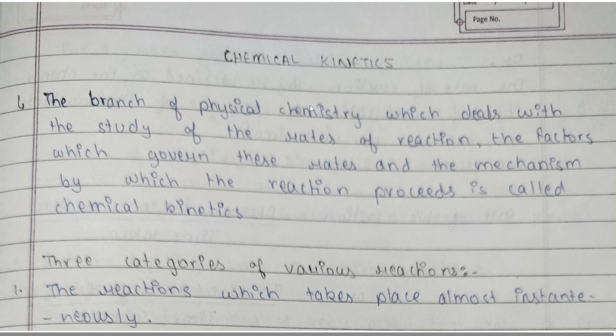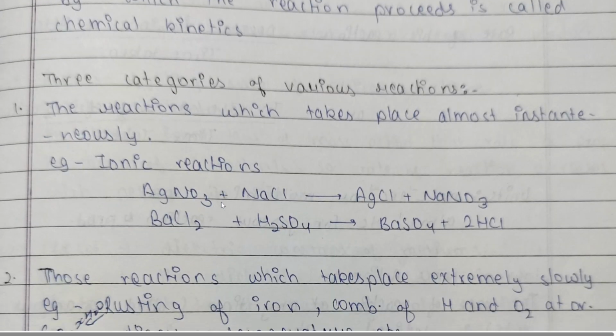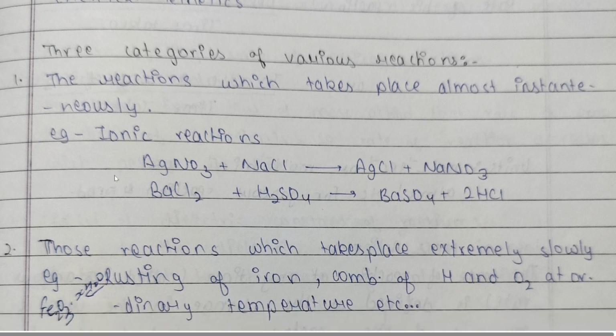So here, chemical kinetics is a branch of physical chemistry which deals with the study of the rate of reaction, the factors which govern these rates, and the mechanism by which the reaction proceeds. Three categories of various reactions. The reactions which take place almost instantaneously, for example, ionic reactions.